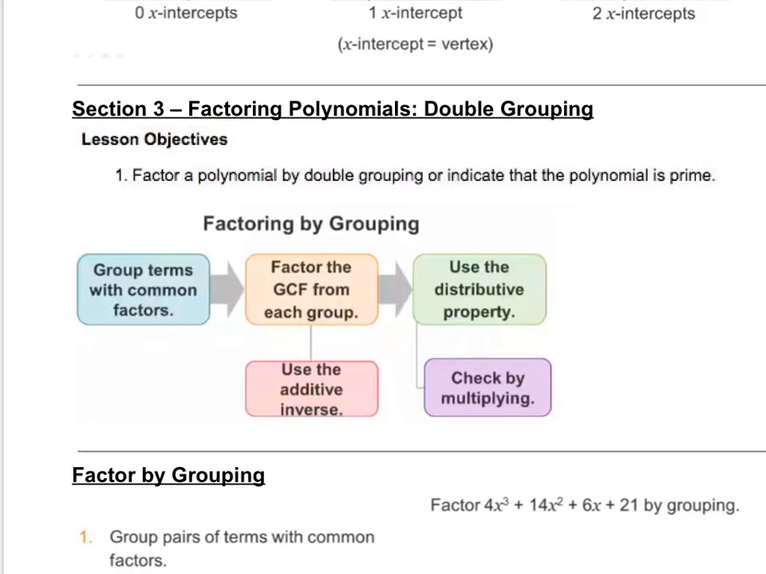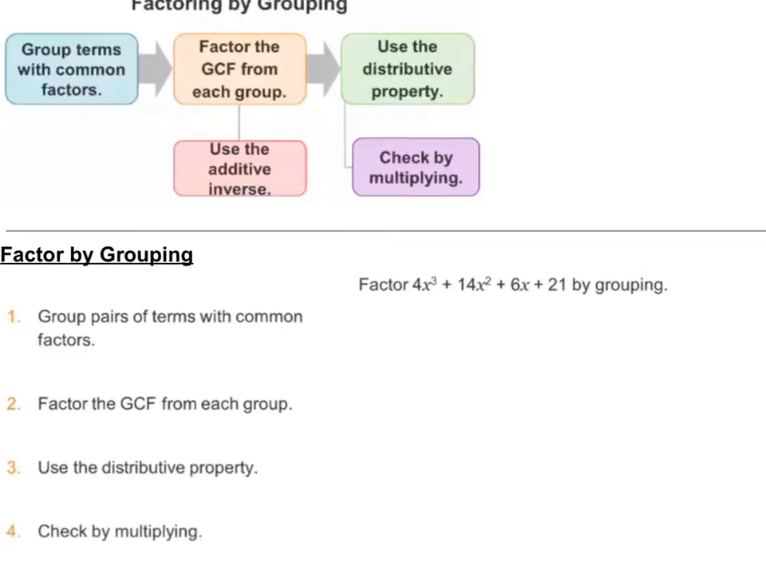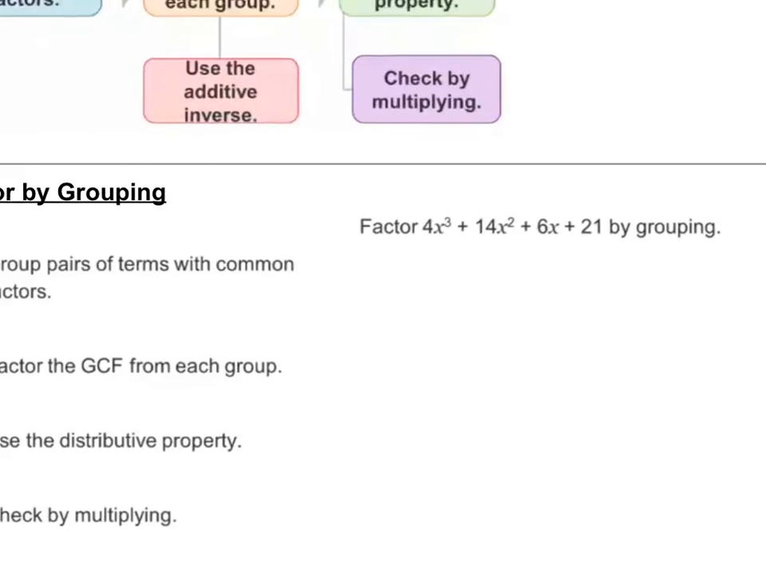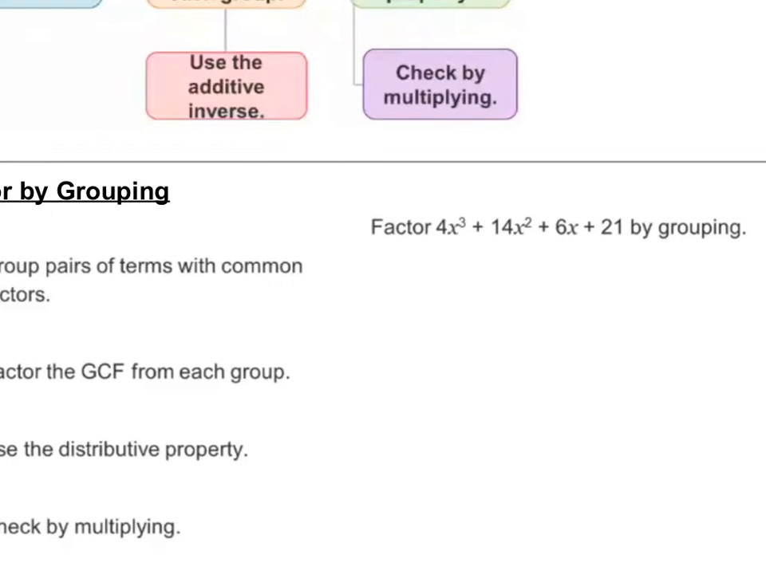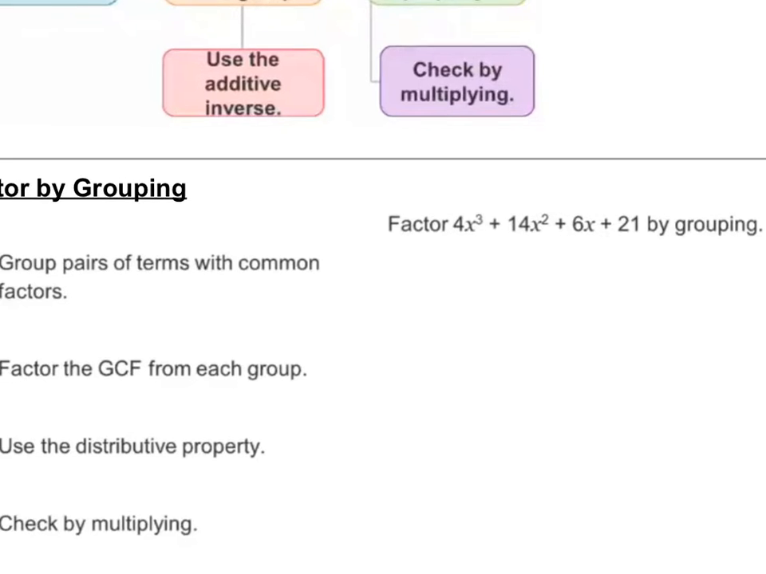Okay, so what we want to do is factor a polynomial by double grouping or indicate that the polynomial is prime. Factoring by grouping means group terms with common factors, and factor out the greatest common factor from each group. Sometimes we use the additive inverse, but we really want to use the distributive property and then check our work by multiplying.